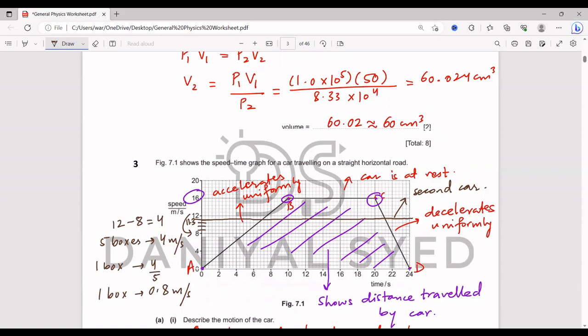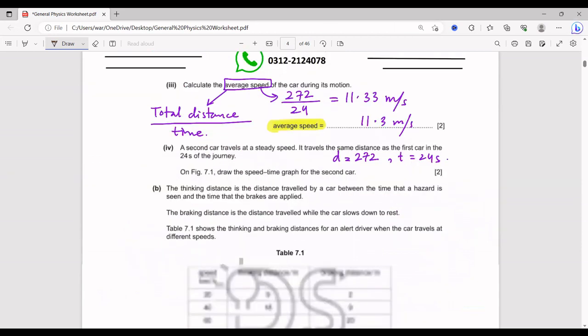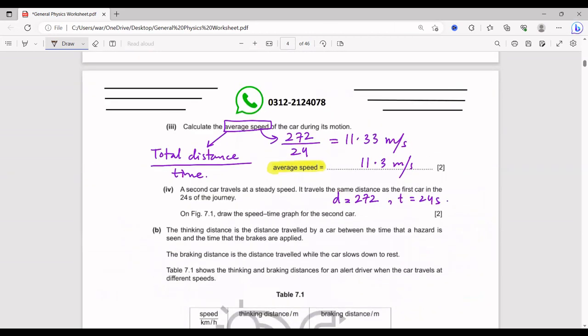Now in the next part, the thinking distance is the distance traveled by a car between the time that a hazard is seen and the time that the brakes are applied. So the distance traveled by a car before the application of brakes is called thinking distance, and the braking distance is the distance traveled while the car slows down to rest. So the distance traveled after the application of the brakes is called braking distance.